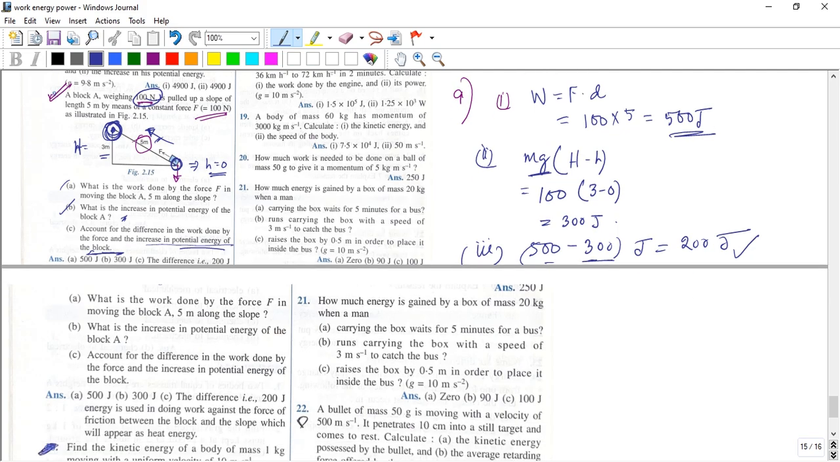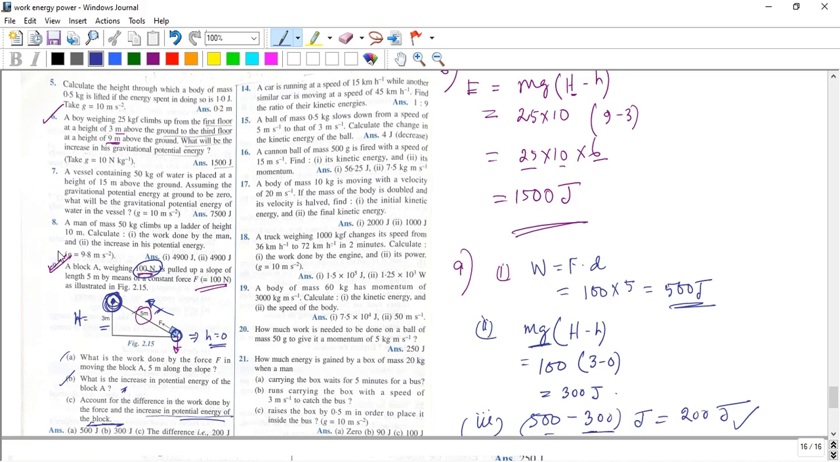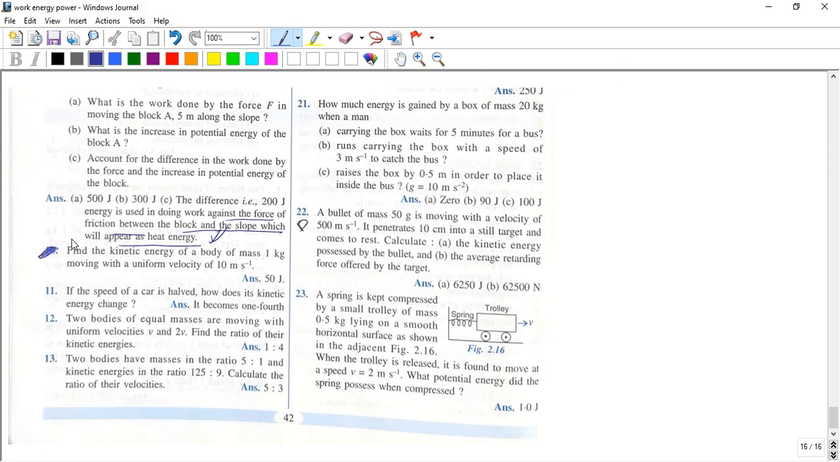So the difference, 200 joule of energy, is used in doing work against the force of friction between the block and the slope, which appears as heat energy. Okay, now we discuss another question here, the ratio.